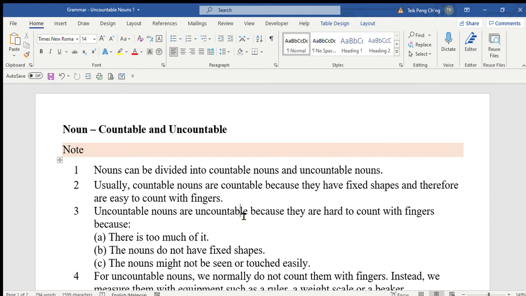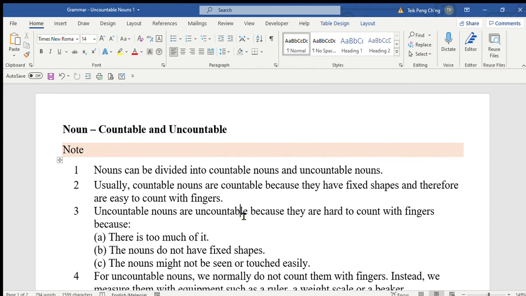Hi everyone. So in this lesson, we're going to learn how to differentiate countable nouns and uncountable nouns. Okay, so this is a tricky topic, yeah. So you have to pay attention. Okay, look at point number 1. Nouns can be divided into countable nouns and uncountable nouns.